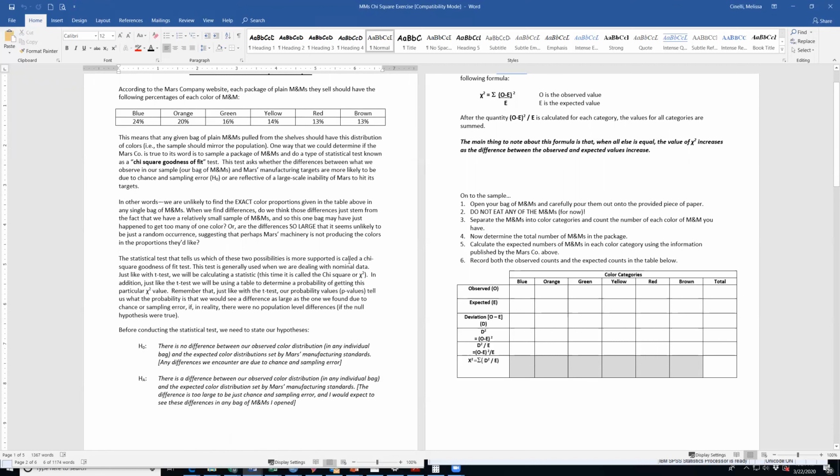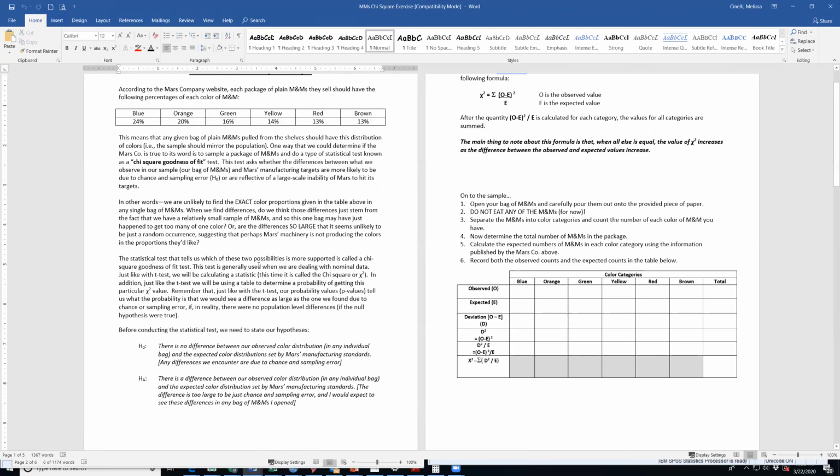To do this test, we need what's called a chi-square goodness of fit test. And this goodness of fit test, if you'll allow me to use improper English for a minute here, is asking how good does the distribution of answers in our sample fit this expected distribution that we learned from the Mars website. So here's what we expect before we even open the bag. Does our sample fit this distribution well or not? That's what this chi-square test is going to tell us. Did it hit this target or not?